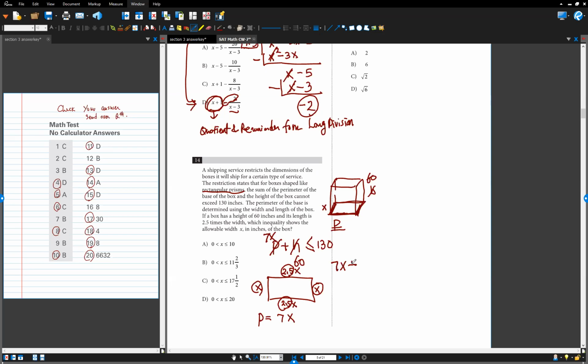7x plus 60, that's the height, but the dimension should be less than 130. That is the inequality. Now we need to solve this one, right? What is the value of x? Definitely the dimension should be greater than 0, that's fine, we don't need this one. Everyone knows that x is positive. Just solve the inequality. Minus 60, minus 60. 7x is less than or equal to 70, isn't it?